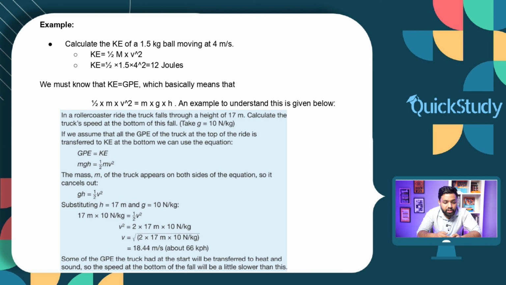So substituting, h would be 17 meters and g is 10. So 17 multiplied by 10 Newton per kg is equal to half v squared. So v squared would be 2 multiplied by 17 multiplied by 10 Newton per kg, if we do the triangle method. And then as it is squared, we have to do a square root, which is v is equal to the square root of 2 multiplied by 17 multiplied by 10. So the answer would come out as 18.44 meters per second.